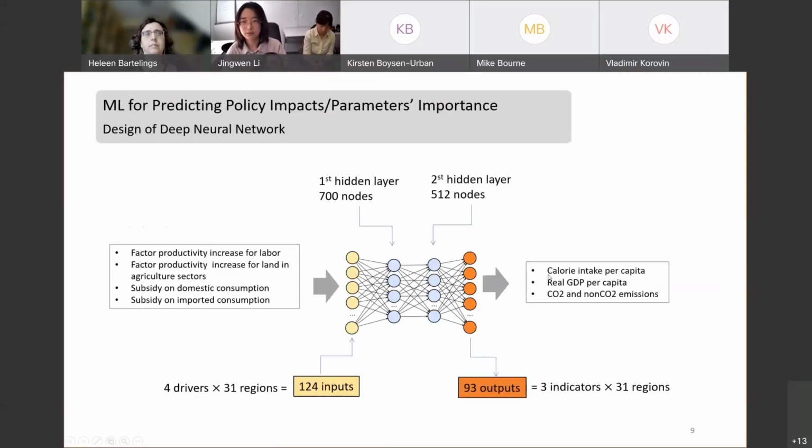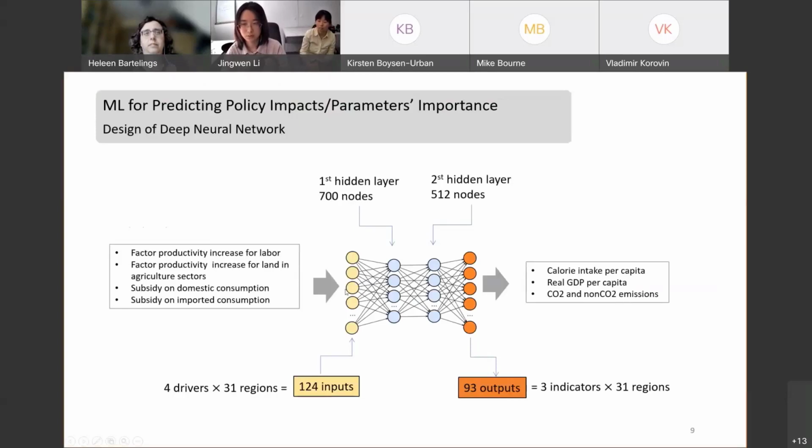Here we just showcase a simplified version of the model, in which we pick 3 outputs to make the example simpler. For example, we pick calorie intake per capita, the world GDP per capita, and emissions. With just these 3 single variables, we also have to multiply by the countries. So in the end, we have 93 outputs together.